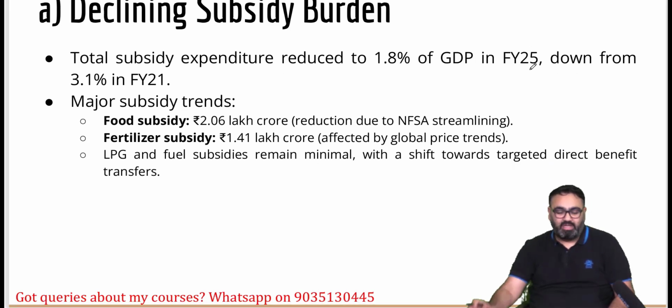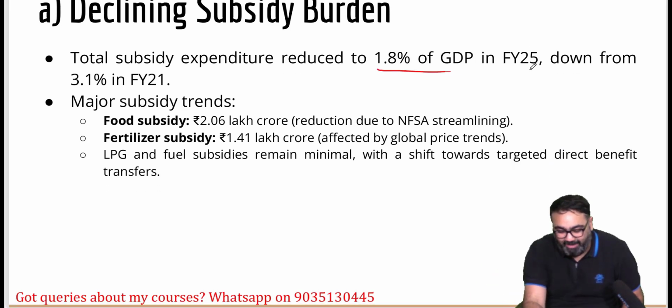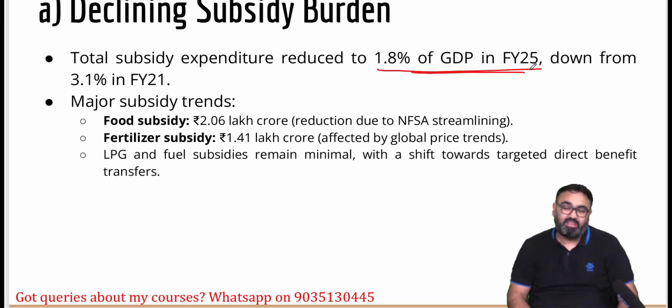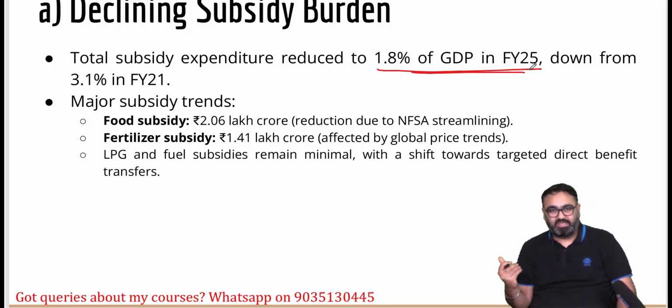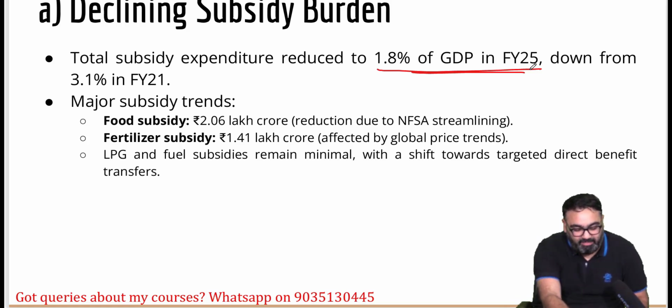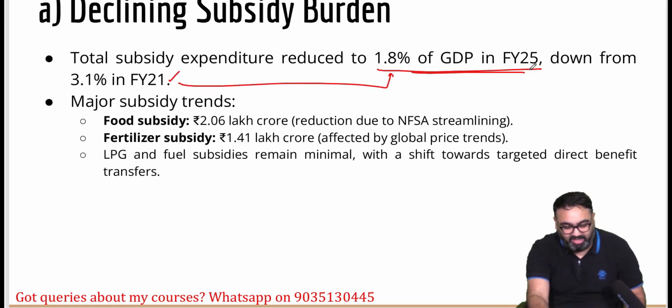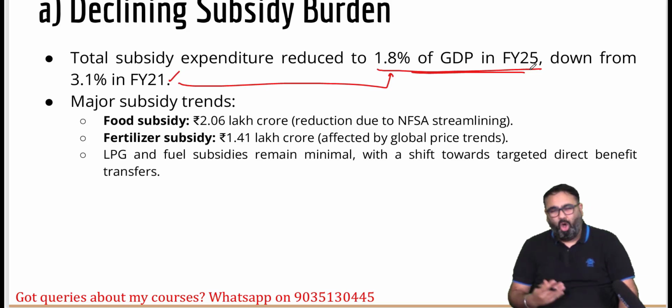Total subsidy expenditure has reduced to 1.8% of GDP, which, if you see in the last 5 years, is good progress. We were at 3.1% of GDP in financial year 21. We have reached 1.8%, almost half, which is a good thing.